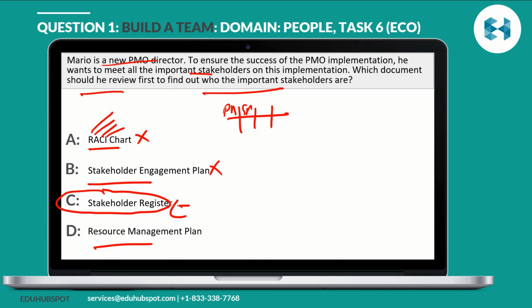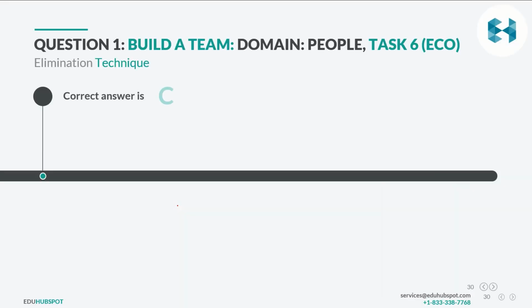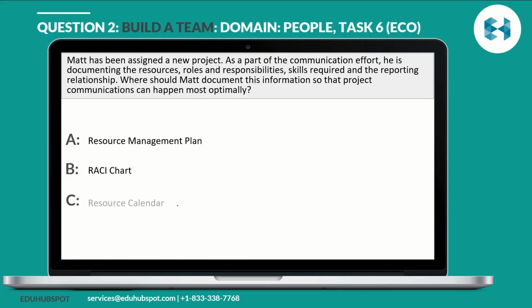Now this is an easy question. If you got it wrong, it's absolutely fine, but we will have trickier questions also. Now let's do another one. Matt has been assigned a new project. As part of the communication effort, he is documenting the resources, roles and responsibilities, skills required and the reporting relationship. Where should Matt document this information so that the project communication can happen most optimally?